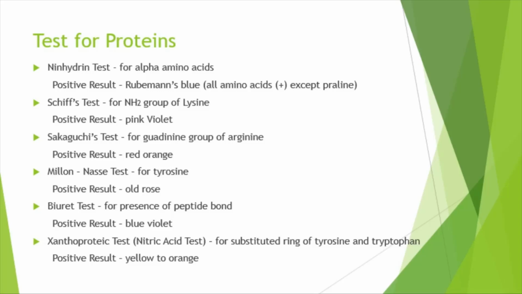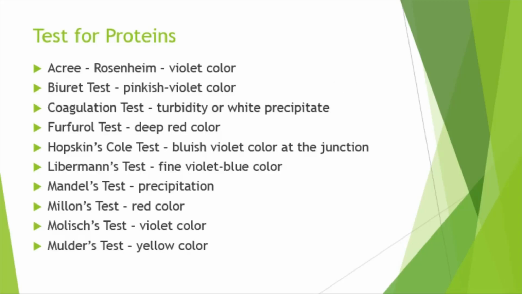And we have your xanthoproteic test or nitric acid test. So this is a test for substituted rings of tyrosine and tryptophan. So the positive result of this will be yellow to orange color. More tests would be Adamkiewicz-Hopkins test, so it produces violet color. Biuret's test again, pinkish and violet color. Coagulation test, so the positive result would be turbidity or white precipitate.